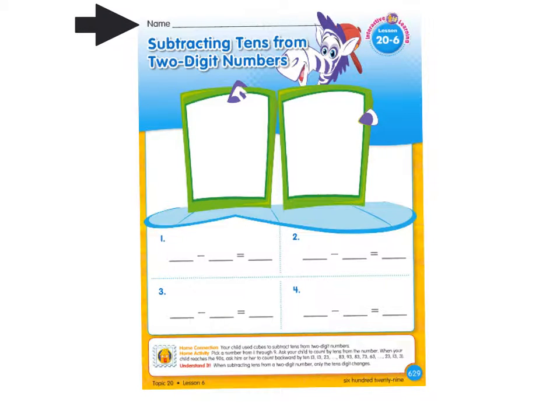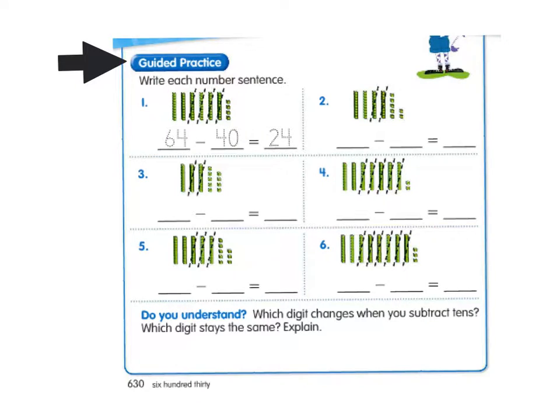Good morning, first graders. Go ahead and put your name at the top of your paper. We're going to get started on lesson 20-6, subtracting tens from two-digit numbers. Again, put your name at the top and open to the middle. Guided practice. The directions say write each number sentence.